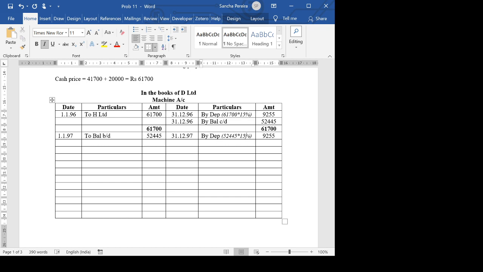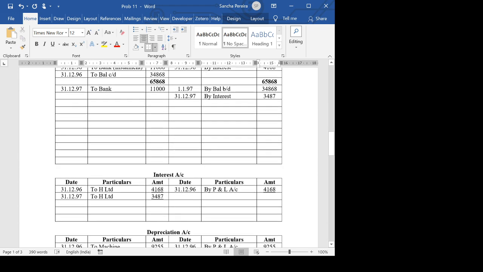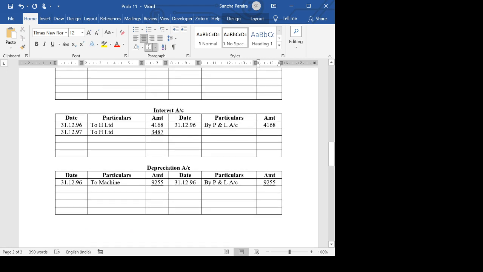52,445 into 15% gives me 7867. Now we have to close. If we pass the depreciation there, we have to also show the depreciation, since we have opened the depreciation account. So the depreciation is 7867, and that's the last entry. Now we need to close it by transferring it to the profit and loss.